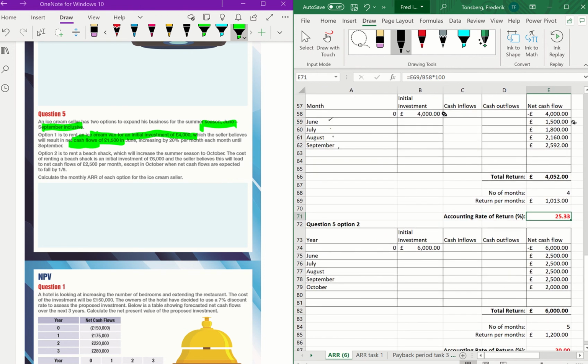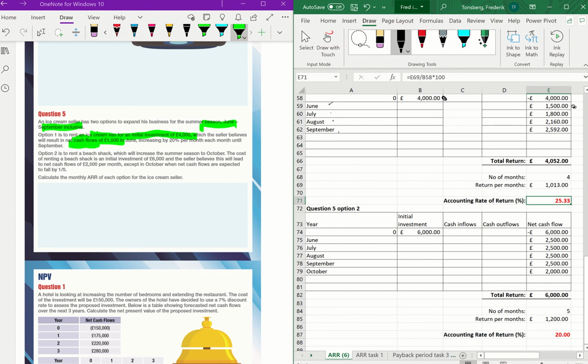So it actually says option 2 is renting a beach shack, which will extend the summer season to October. So now we've actually got more months: June, July, August, September, October. The cost of renting is 6,000 pounds. So that's what I put in here. The seller believes this will lead to a net cash flow of 2,500 per month. So that's what I put in here. Except in October, when the net cash flow is expected to fall by 1.5%.